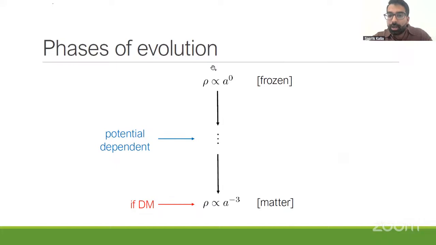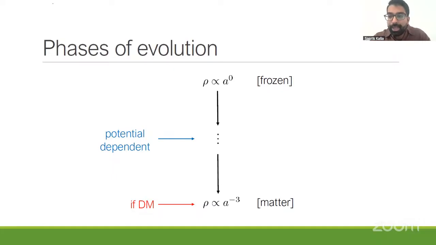Over the course of radiation domination, it should start off the same way it ended inflation, which was frozen, so not redshifting at all. And if I want it to be dark matter, then it should end up redshifting like matter, redshifting like a⁻³. What happens in the middle, in principle, depends on what exactly the potential that I'm working with is.